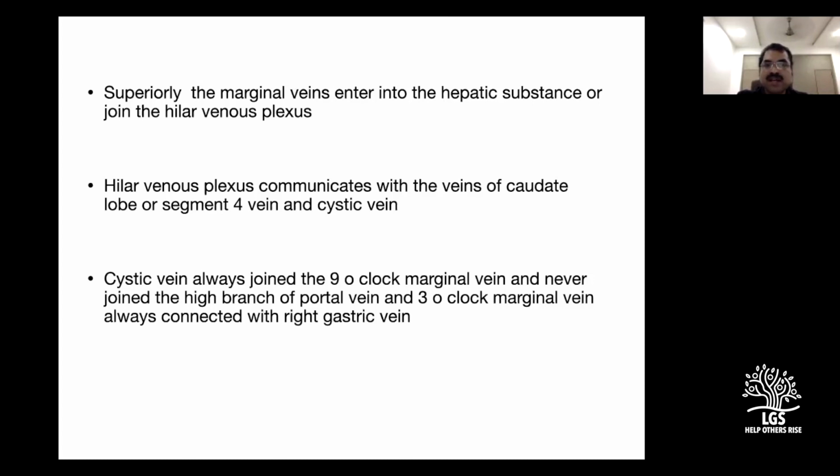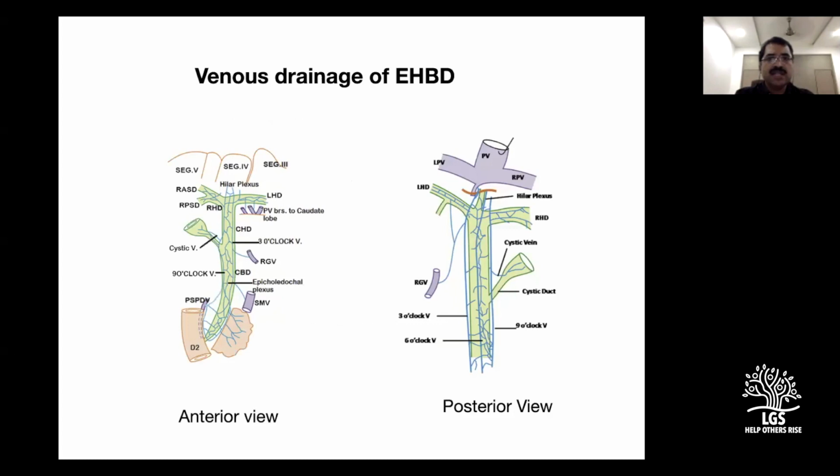And the cystic vein always joins this 9 o'clock marginal vein, and this is also an important thing, because when you do cholecystectomy in patients with portal vein thrombosis, you will see more collaterals around the cystic duct area or the neck of the gallbladder rather than on the surface of the gallbladder, because this is also an important communication between these branches. So this is, in a nutshell, the venous drainage of the extrahepatic bile duct.